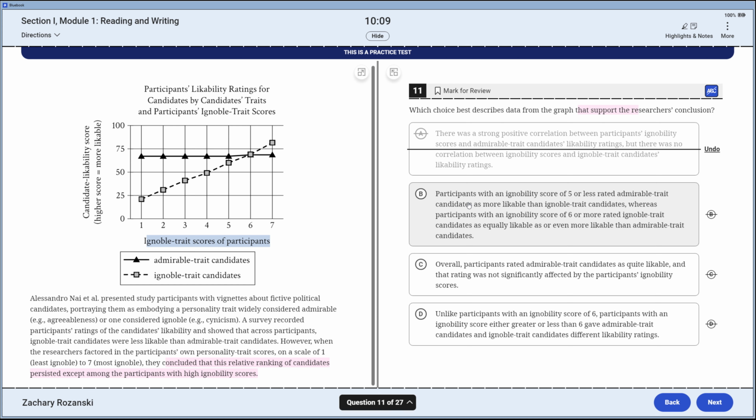Participants with an ignobility score of 5 or less, a participant with an ignobility score of 5 or less, rated admirable trait candidates as more likable than ignoble trait candidates. Less likable, more likable. Yes, that's true. Whereas participants with 6 or higher rated ignoble trait candidates equally likable. This is true. I like B so far. If I were running a long time, I'd just pick it and move on.